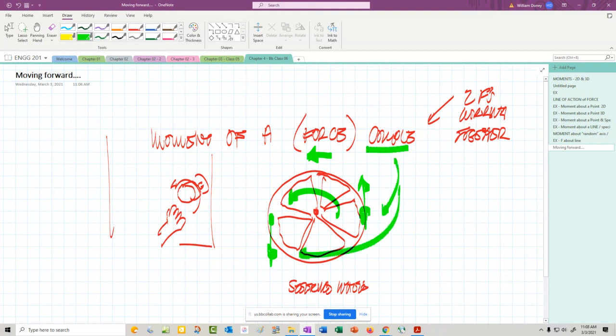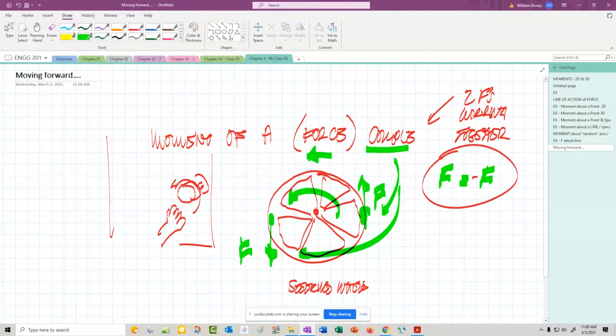This is known as a couple when I have two forces. Two forces that are equal but in opposite directions. So they're equal in magnitude, opposite directions. If I sum forces, it equals 0, so they cancel. So there's no translation of that steering wheel. There's only rotation, or a moment set up in our case, since we're talking about statics.